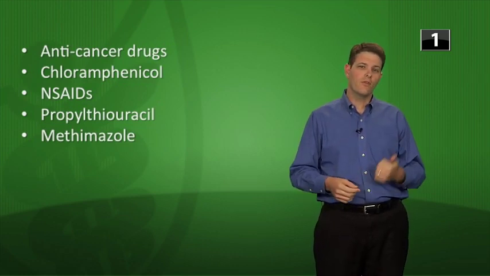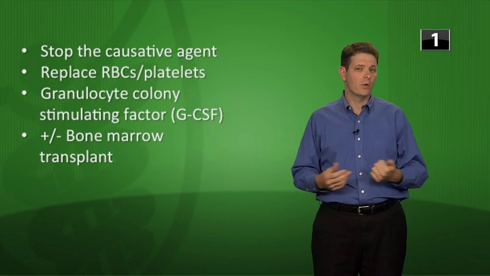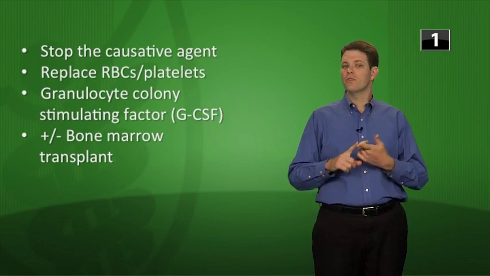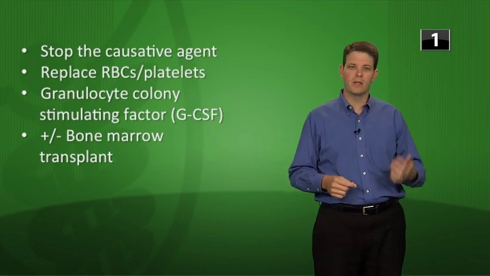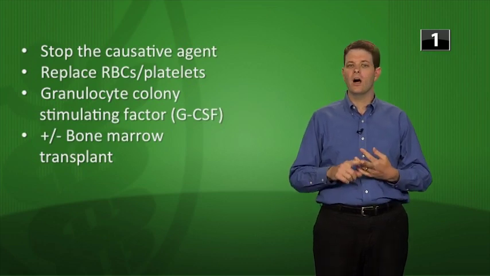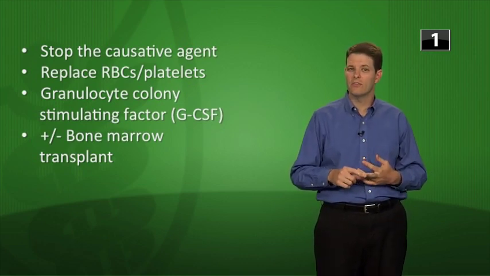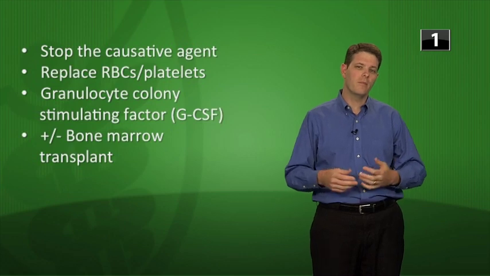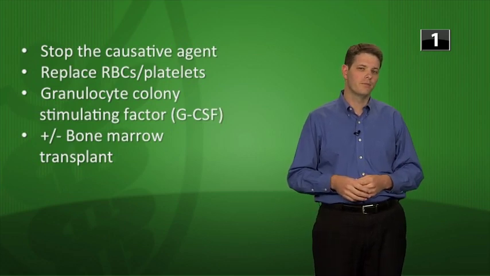And then for treatment, first you're going to stop the causative agent if you know what it is. Then you're going to replace whatever you're deficient in, things like red blood cells or platelets. You can also give granulocyte colony stimulating factor, GCSF, to raise the white count. And then sometimes bone marrow transplants are required.